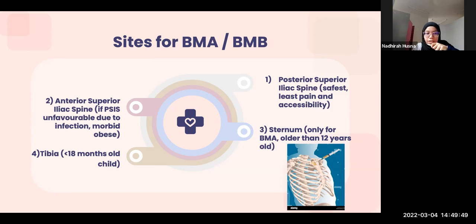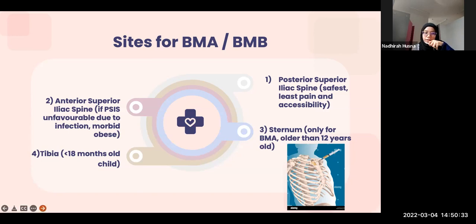And then the second option that we can choose is the ASIS. But the ASIS is usually only taken if PSIS is unfavorable because of several reasons. For example, if there is infection on the PSIS, or maybe there is injury in the PSIS, or maybe due to morbid obesity. Because when there is a lot of fat, it will be accumulated in the gluteal region near to the PSIS. And then sternum, yeah, we only take sternum if both PSIS and ASIS are affected by the infection, for example. And then for sternum, we only take from children older than 12 years old.